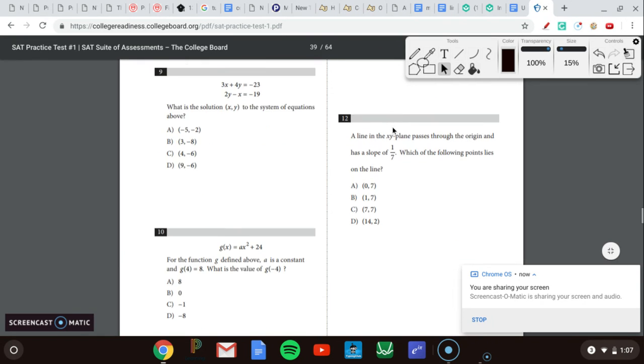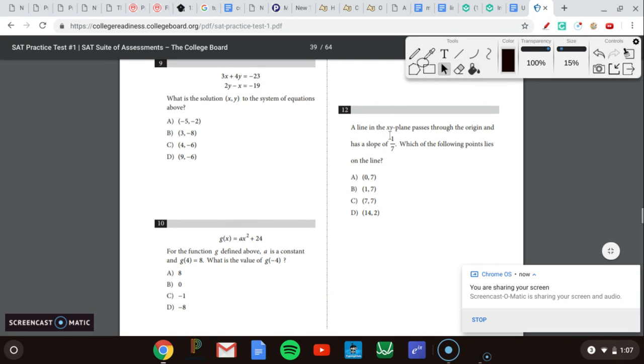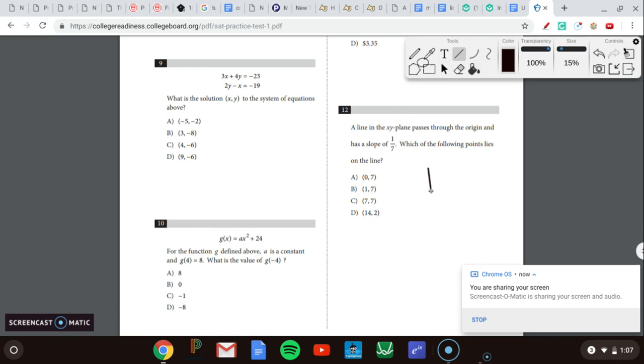Let's take another example. Question 12. A line in the xy plane passes through the origin and has a slope of 1/7. So let's draw that. We've got our xy plane over here. Now, a line with a slope of 1 is going to be diagonal. 1/7 is a lot shallower than that, so it's going to be a very shallow, slowly increasing line, like that. And they want to know which of the following points lies on the line.